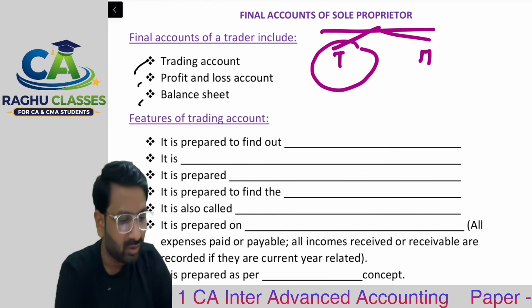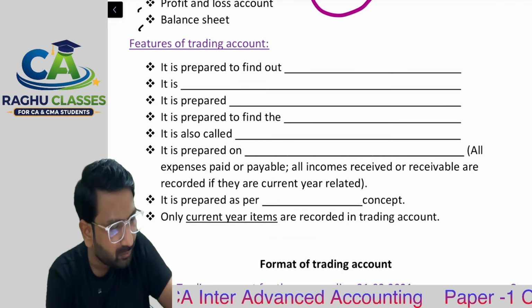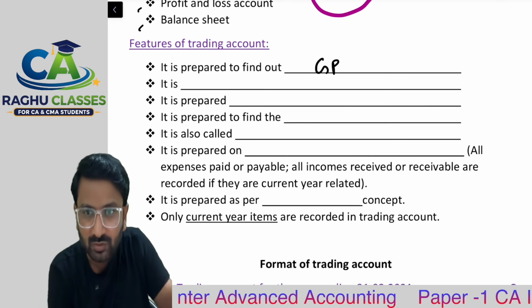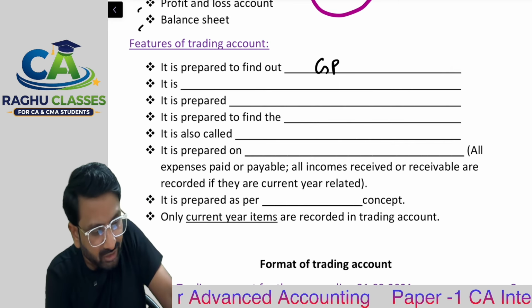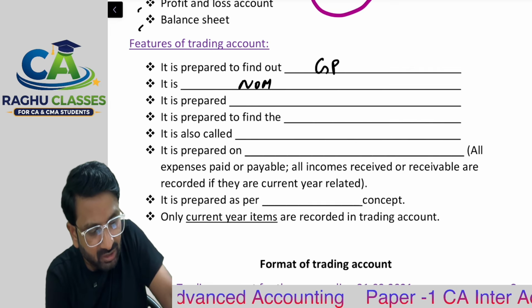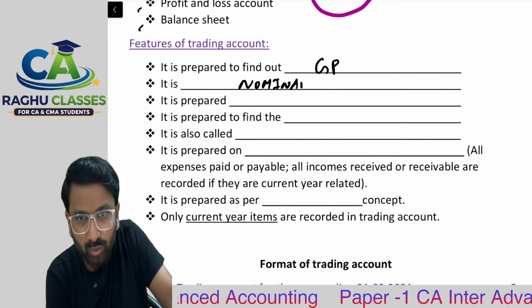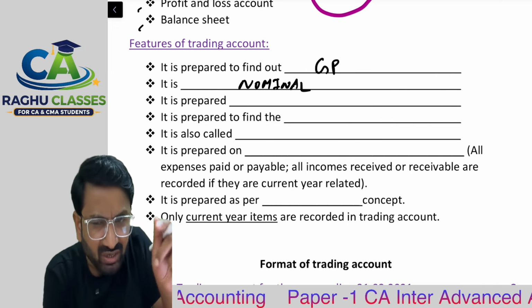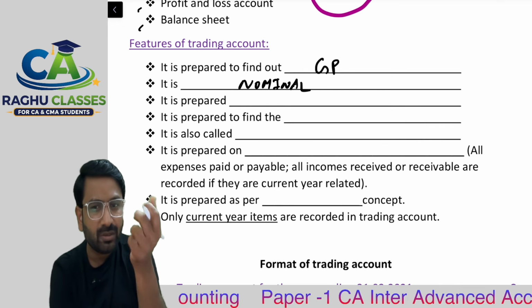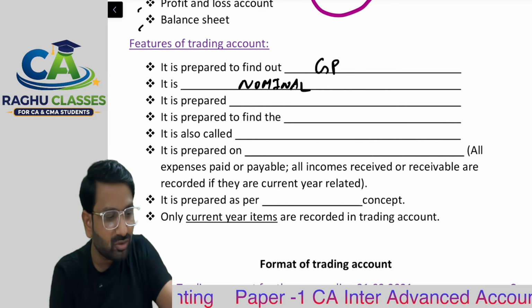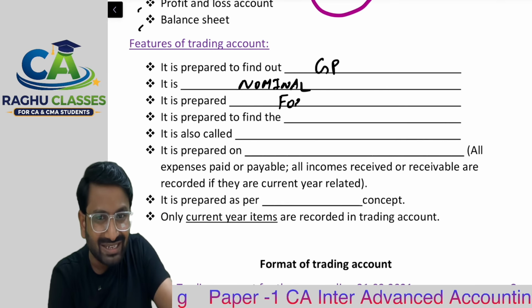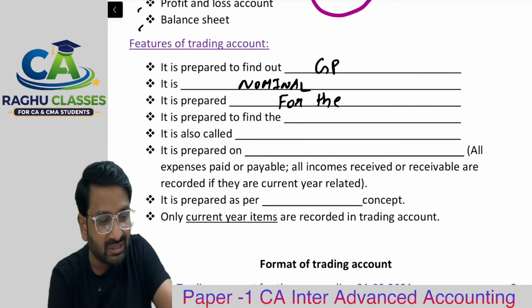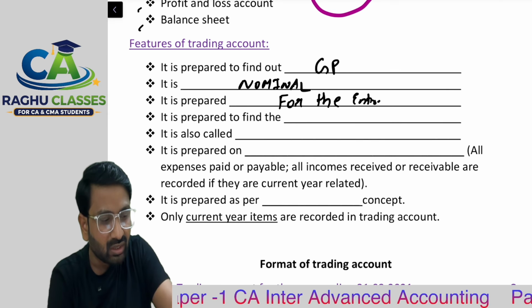Clear? Now, let's try to understand the features of a trading account. It is prepared to find out gross profit. Since we are trying to find out profit by comparing expenses and incomes, we can conclude it is a nominal account. It is prepared for the entire period, because I want to know the profit of the entire year.